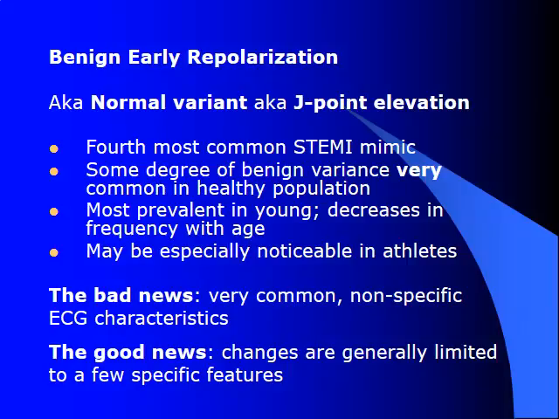We're going to talk about benign early repolarization. This is benign, meaning it's a normal variant, otherwise known as J-point elevation. This is a typical finding in healthy adults. It's the fourth most common STEMI mimic. There is at least some degree of benign variance. It's common in the healthy population, usually prevalent in younger adults, and it's going to decrease with frequency and age. So maybe a little more noticeable in athletes.